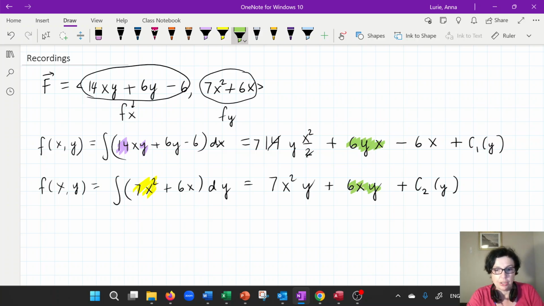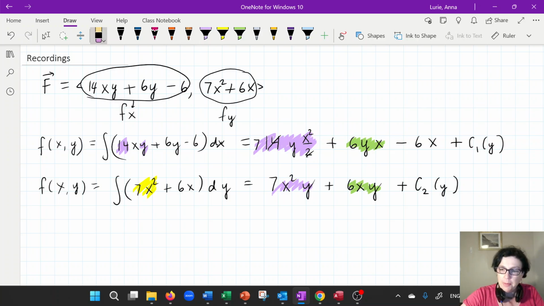Check, that's good. Then I'm looking over here at 7yx squared and also 7yx squared over here. If you just switch the order, you can see that this term matches this term. So all mixed terms have to match. If they don't, that means your check of the conservative vector field was just incorrect.